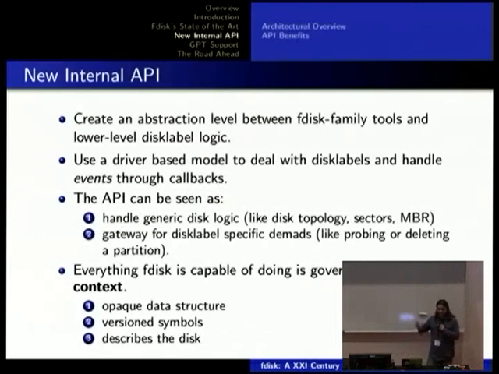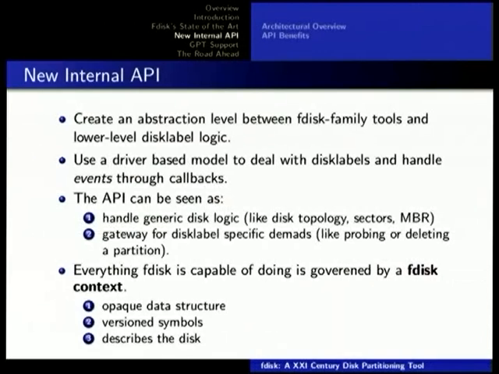So I'm going to talk a little bit about the new internal API, which is still internal. It's not a shared library yet. Some of the things I'm going to mention are things we want to do, other things are things we have already. And we're also going to see GPT support. So the idea of the new internal API is to create an abstraction between the partitioners, meaning the partition tool implementation, like, for example, the user interfaces, and what the actual functionality of the disk partitioner should provide.